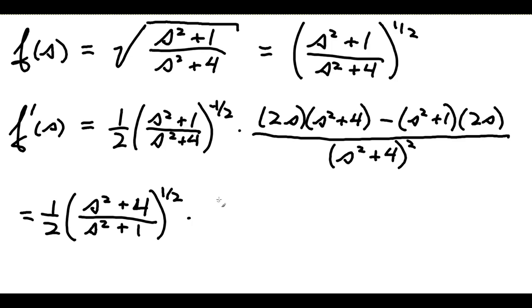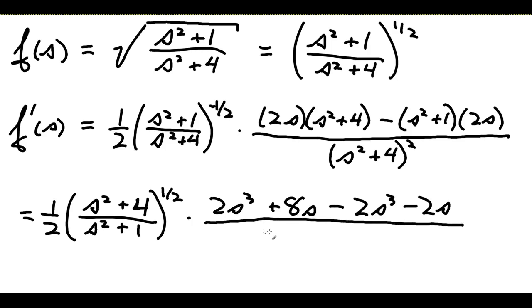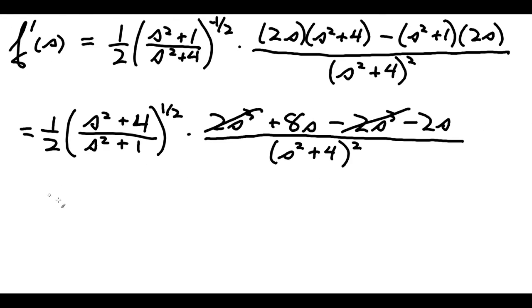Let's distribute in the numerator there. We have 2s cubed plus 8s minus 2s cubed minus 2s, it looks like, all divided by s squared plus 4 squared. Now, of course, hopefully you see we have a 2s cubed minus 2s cubed. Those add up to 0.